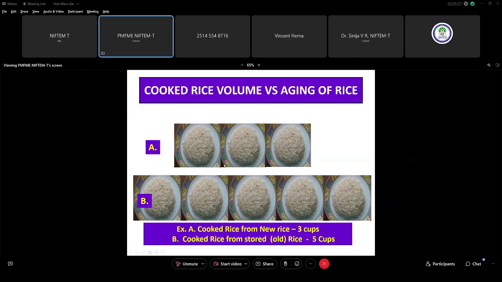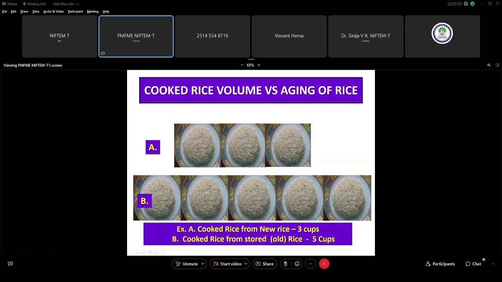Let us say I have taken 150 grams for cooking and it has given 3 cups of rice. So I have consumed all 150 grams. But the same rice, if you cook after 6 months or 9 months, it gives 5 cups of rice. Here, each cup represents 30 grams. So with these 3 cups, 90 grams of rice, I have finished my lunch.